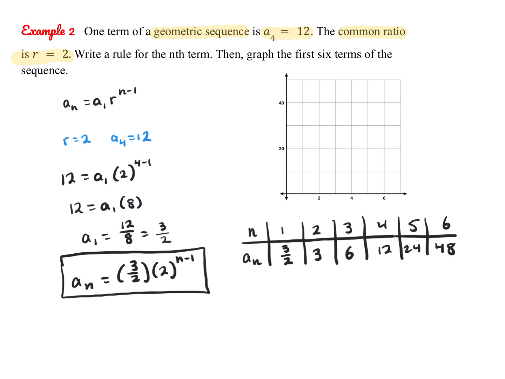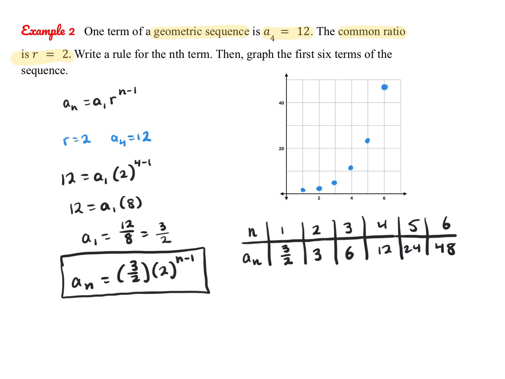So if we go to plot these points, again, you're going to just need to estimate for them. So 1, 3 halves really close to 0. 2, 3, a little bit above that. 3, 6, maybe somewhere around here. Remember, each of these lines is 10. So we have 4, 12, 5, 24, and 6, 48.